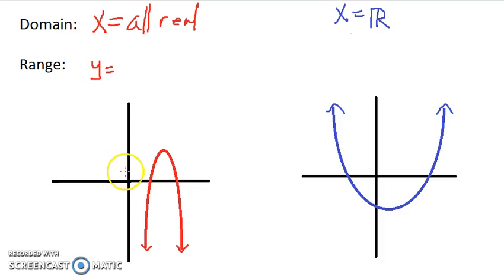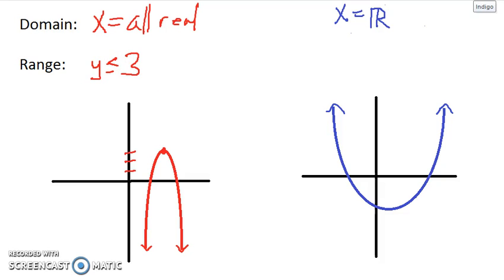Whenever you're finding range, let's look at this one here. Let's assume this is 1, 2, 3. So let's assume this is 3 right here. The vertex of this graph is at 3. We're going to say y is equal to 3. You start here. If I follow this graph this way, we're going down. So down is less than. It's going to be this symbol. Y is less than or equal to 3.